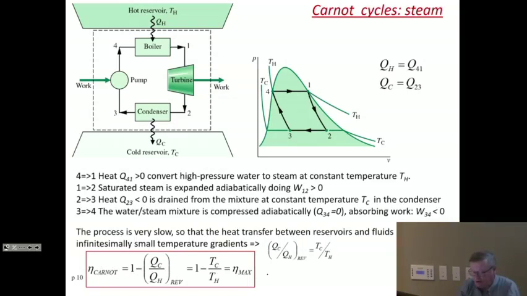So we have the Carnot efficiency, QC over Q hot. We know, therefore, that it is 1 minus TC over T hot, and that is eta max. So you see, characteristic of a Carnot cycle is an isothermal transformation, an adiabatic transformation, an isothermal transformation, and an adiabatic transformation.